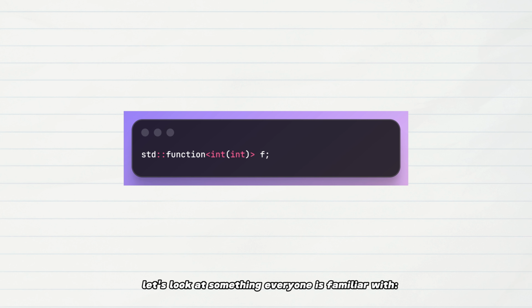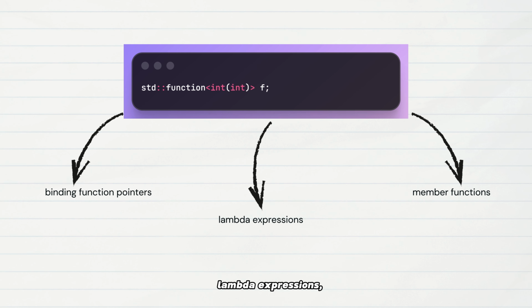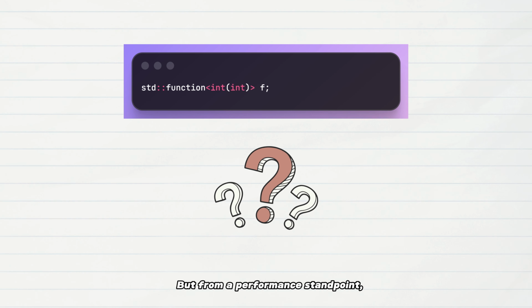First, let's look at something everyone is familiar with: std::function. From an interface design perspective, it's absolutely perfect. It decouples components, unifies types, supports substitution, and is easily testable. Whether you're binding function pointers, lambda expressions, or member functions, it integrates seamlessly. But from a performance standpoint, what is std::function essentially?